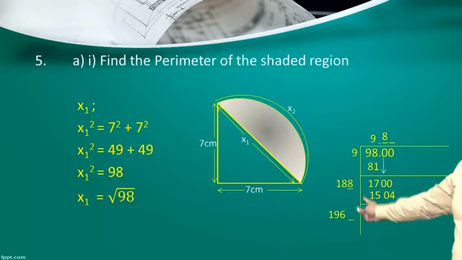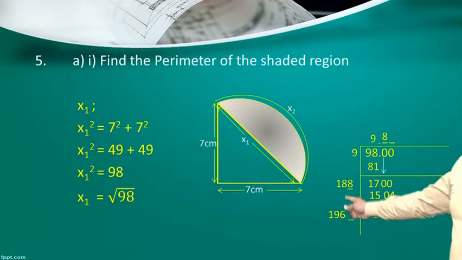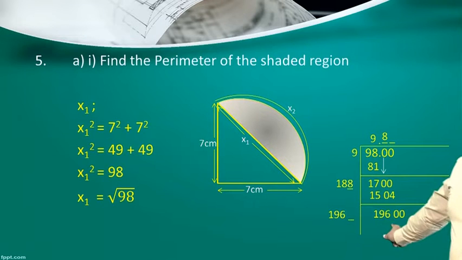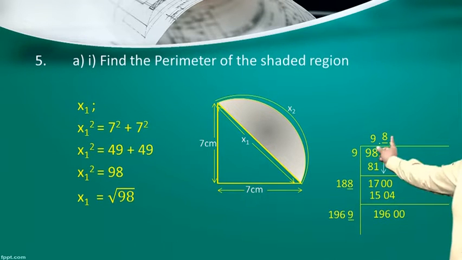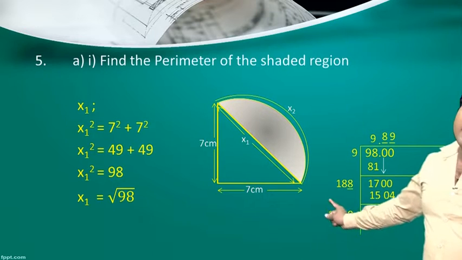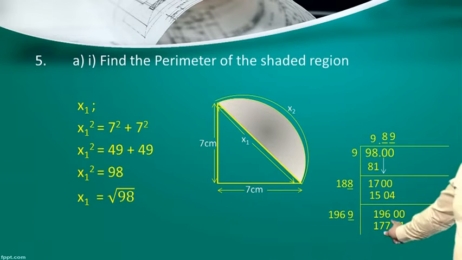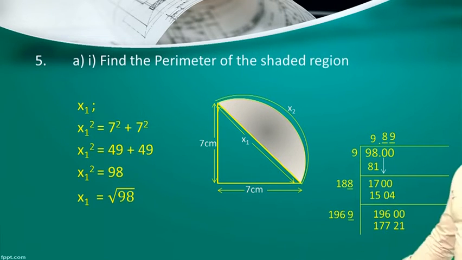You know, the same process. Then you have to put the same numbers to get the approximate number for 19,600. Then 9 is a suitable number. Then 1,969 into 9 is 17,721. That is, I think, enough. 9.89 up to 2 decimal places, at least we have obtained the answer.